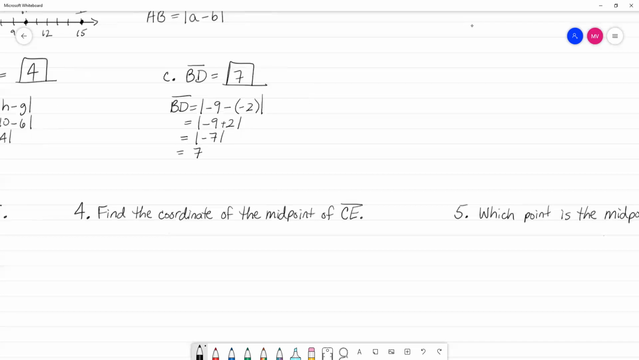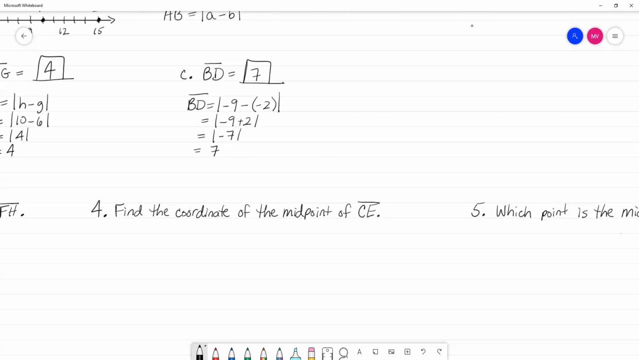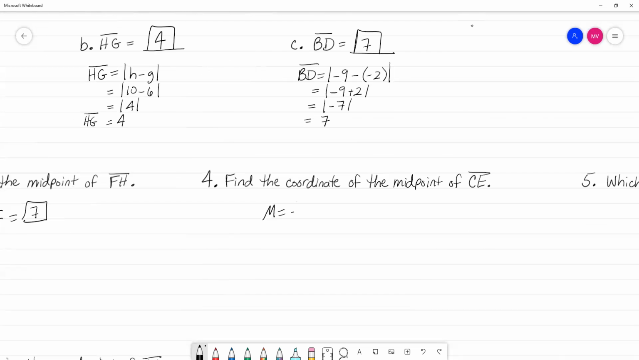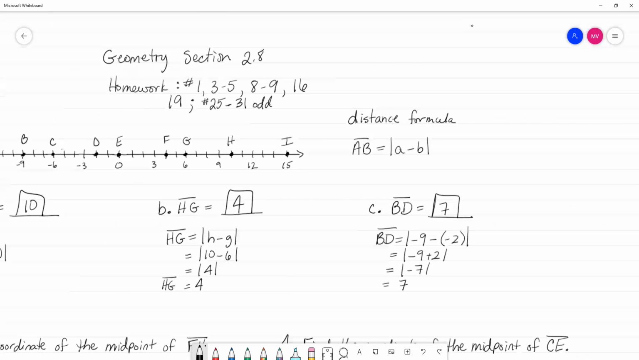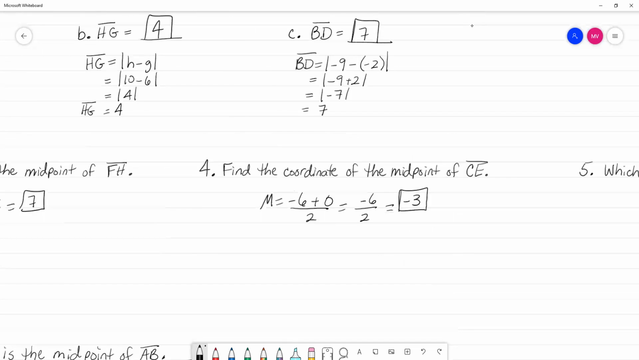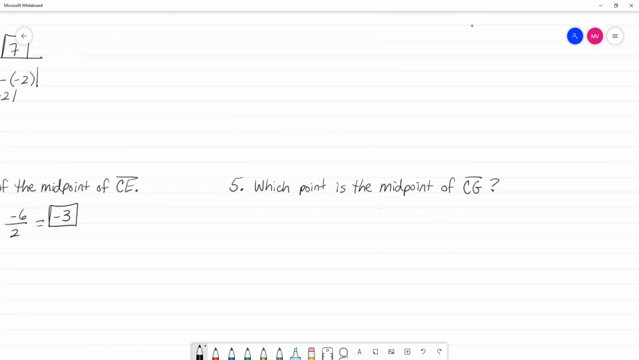Moving on, and then 5. So number 4, find the coordinate of the midpoint of CE. So the midpoint is C, which is -6, plus E, which is 0, divided by 2. Well, we know any number plus 0 is that number. So -6 divided by 2 is -3. That is where the midpoint of line segment CE falls.